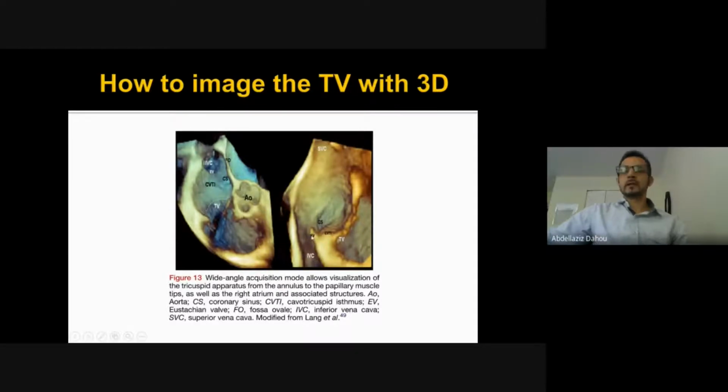You have the Eustachian valve here, which can be a problem when you access the inferior vena cava toward the tricuspid valve. If it's a big Eustachian valve, it could be an obstacle for progression and rotation of the catheter and the device. You can appreciate the coronary sinus here. This is the tricuspid, one of the leaflets.